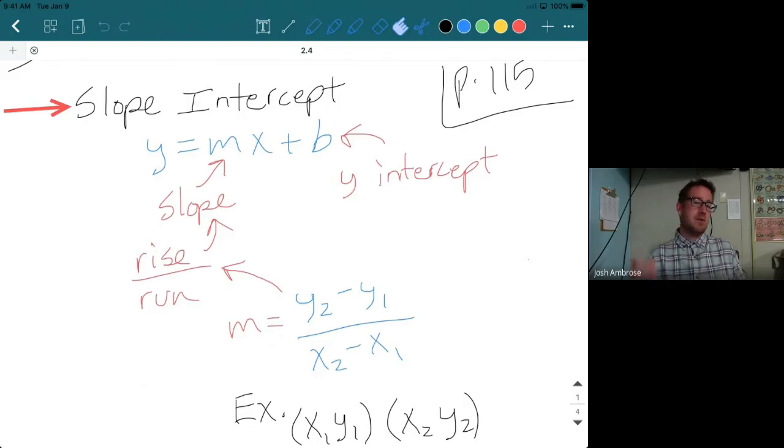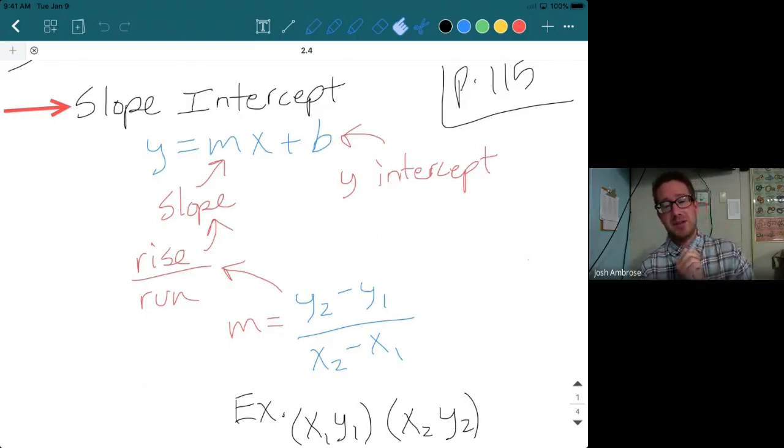Okay, and then if you flow down from m, you'll see slope. Just remember, that is the rise over the run. So that's the up or down divided by the left or right. Then next to the rise over run, you'll see the little equation there, and that's how you solve for slope. That is y2 minus y1, all divided by x2 minus x1.